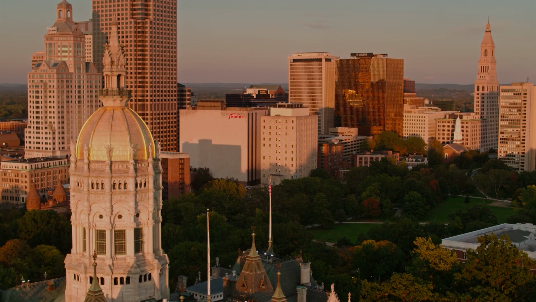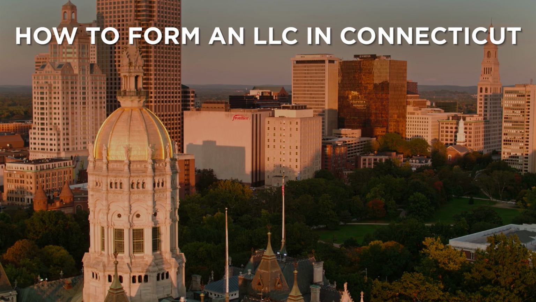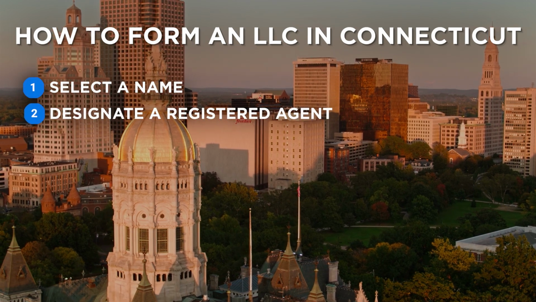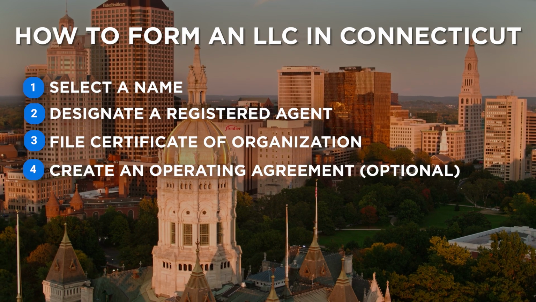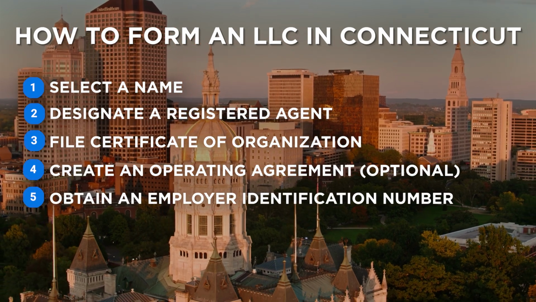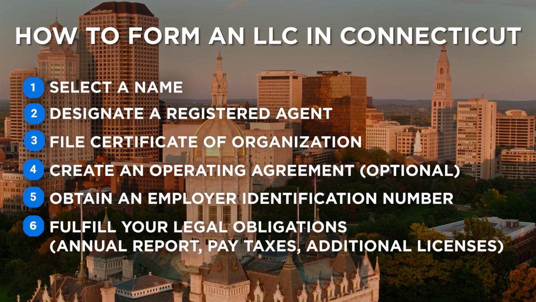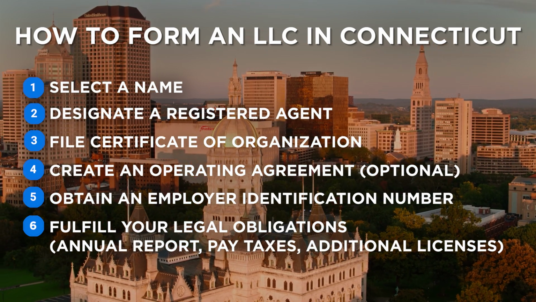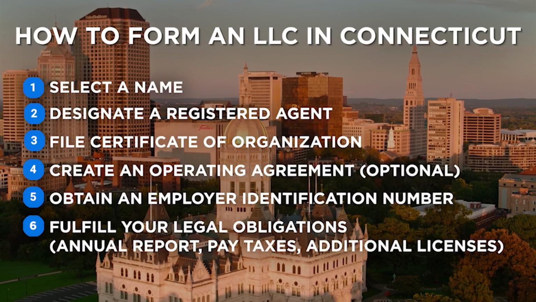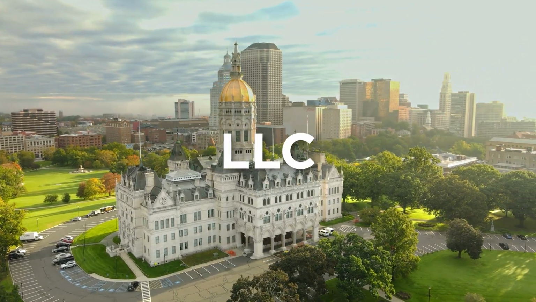So, to sum it up, how to form an LLC in Connecticut. Select a name, designate a registered agent, file a certificate of organization, create an operating agreement, obtain an employer identification number, fulfill your legal obligations, particularly those relating to submitting annual reports, registering for state taxes, and applying for any additional licenses you may need. By following these steps, you can form an LLC in Connecticut.